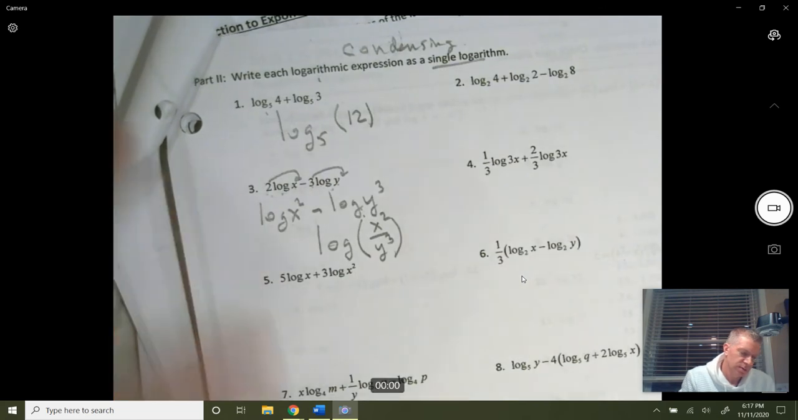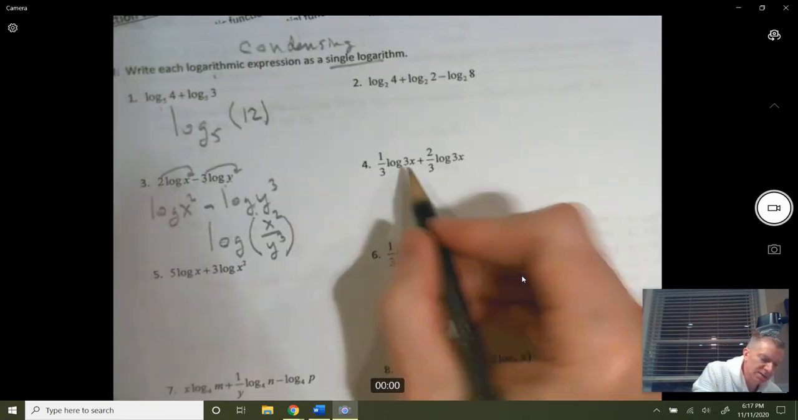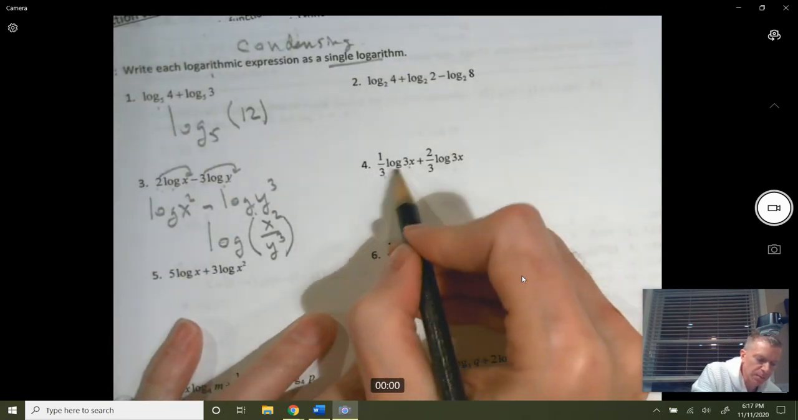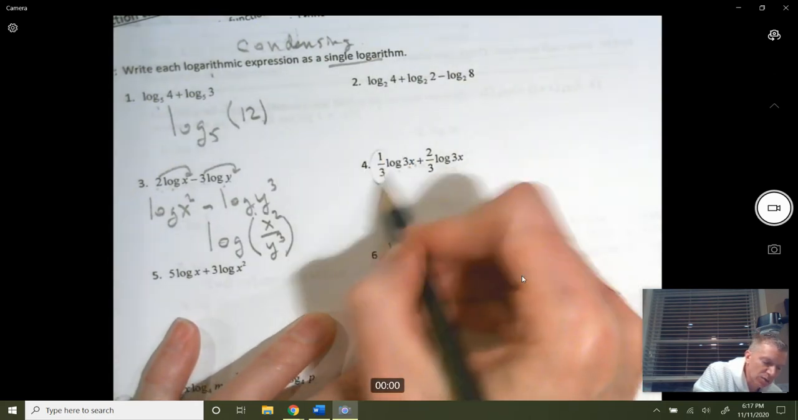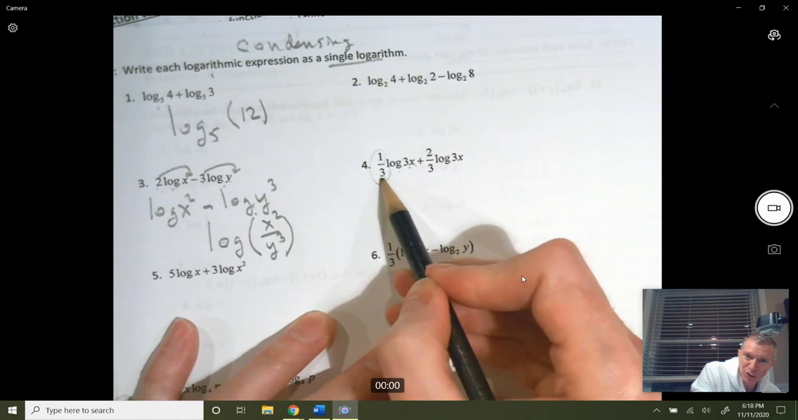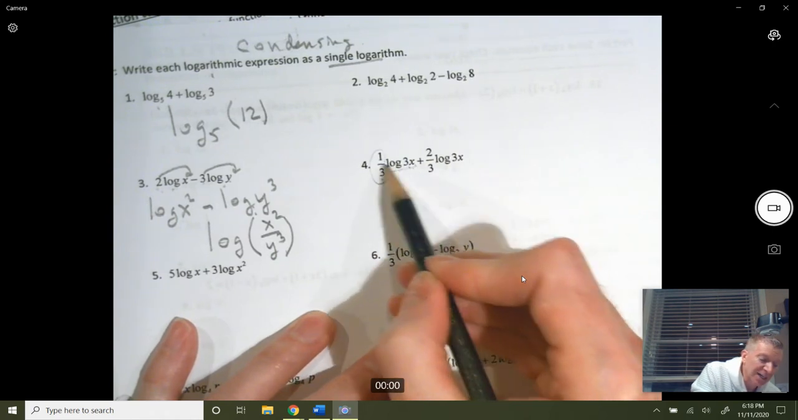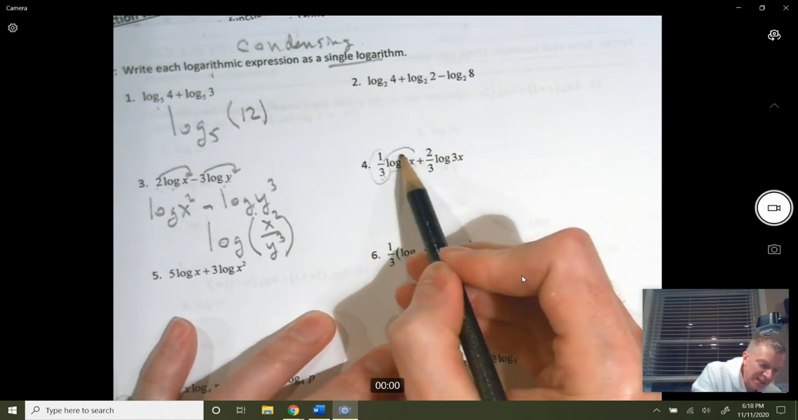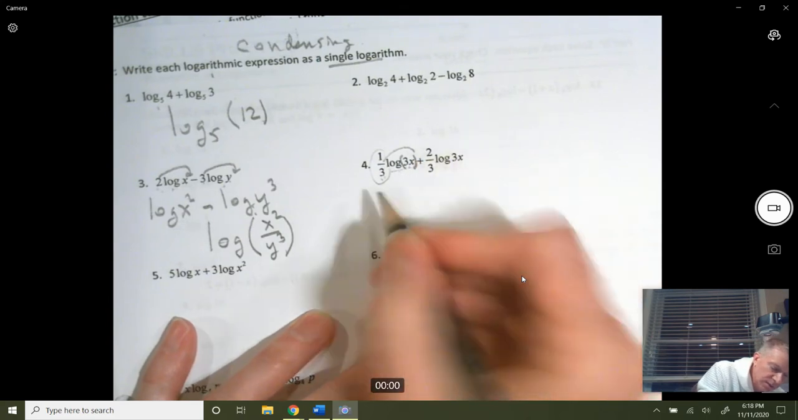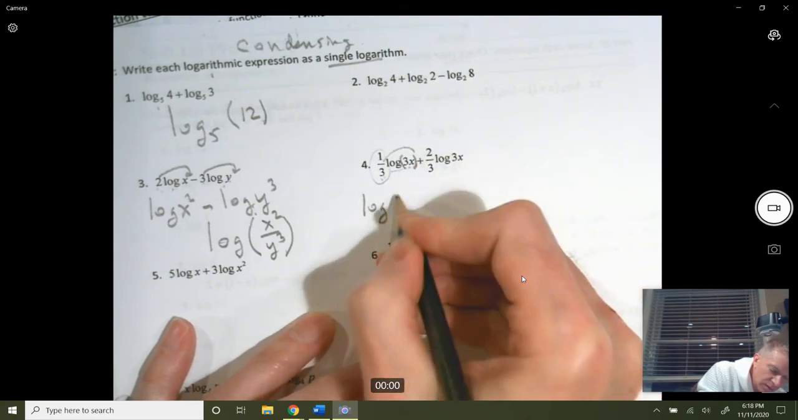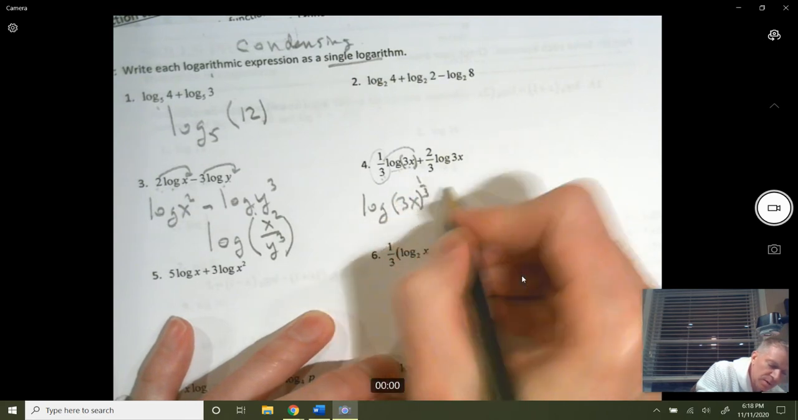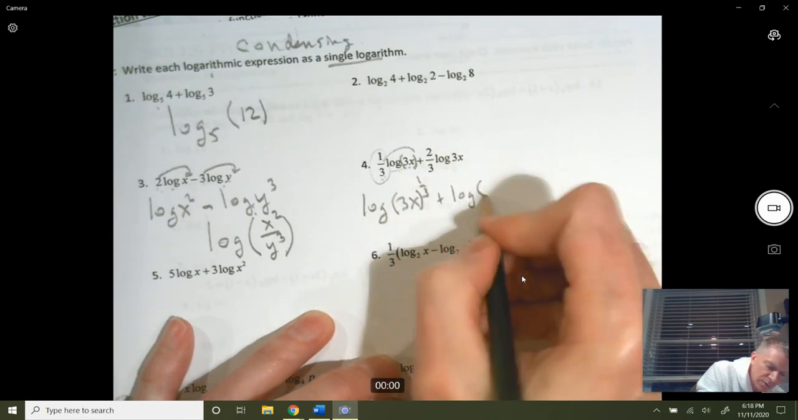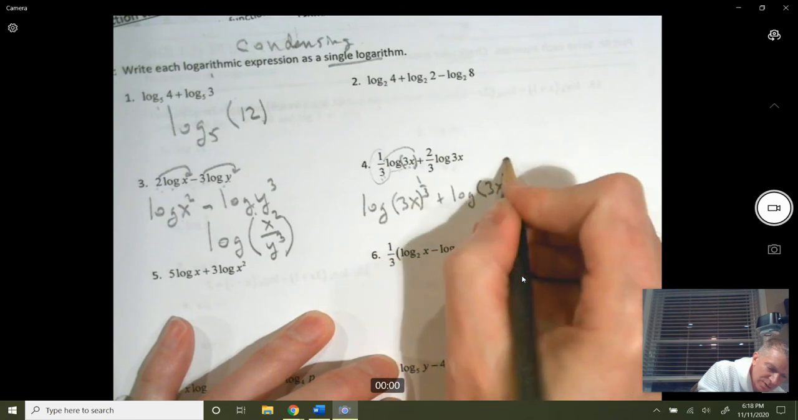And what else? I want to look at 4, because this one's a little weird. You've got log of a power. So you're actually condensing into a single log, but this thing goes up here. Now, since this thing is a coefficient of the entire log, it has to be an exponent on the entire argument. So log of 3x to the 1/3 plus log of 3x to the 2/3.